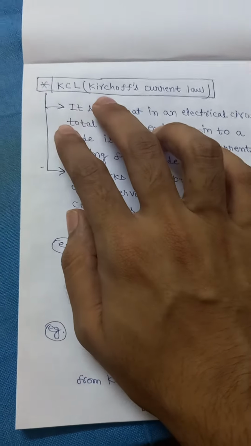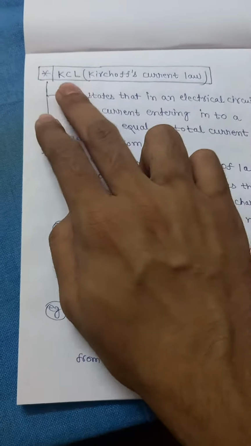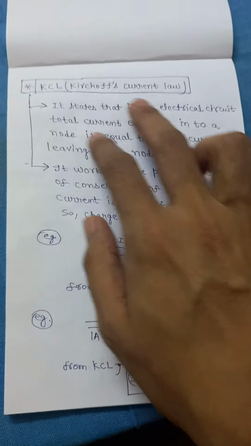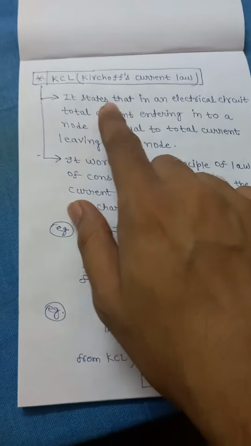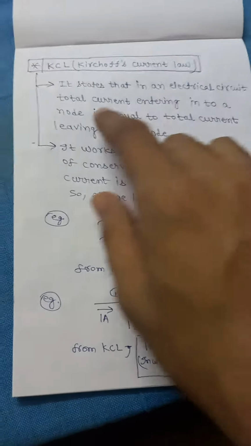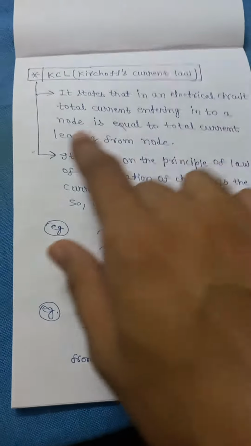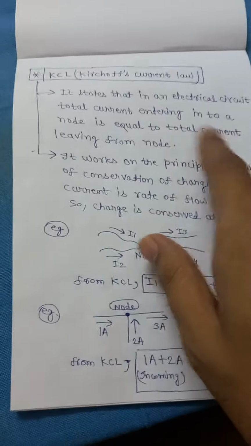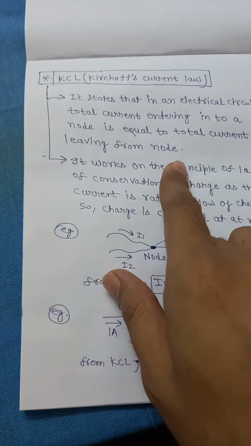Hello friends, here we quickly discuss the basics of KCL, that is Kirchhoff's current law. So what does it state? It states that in an electrical circuit, the total current entering a node is equal to the total current leaving the node. What do you mean by this?